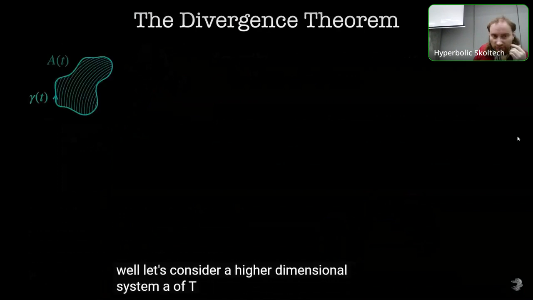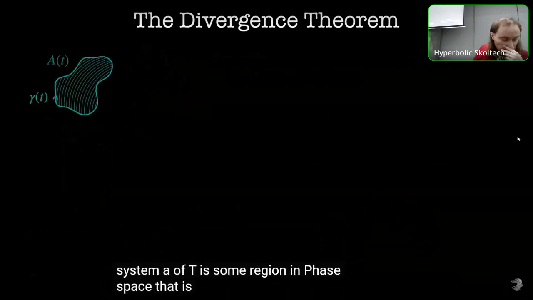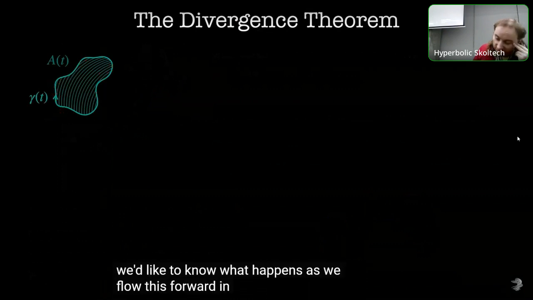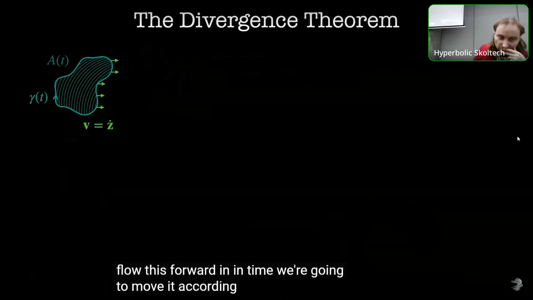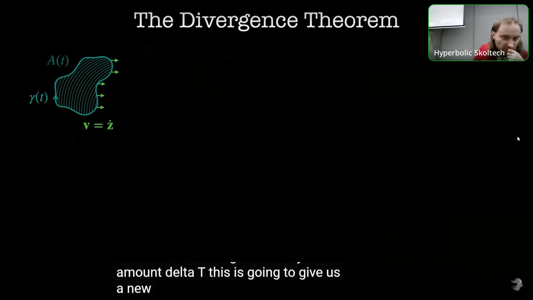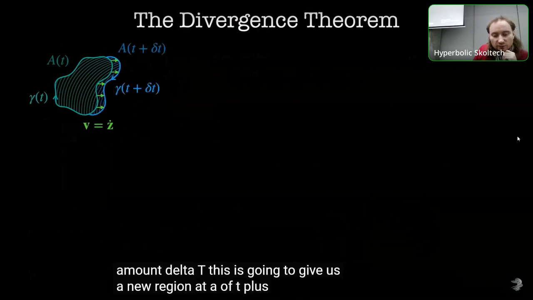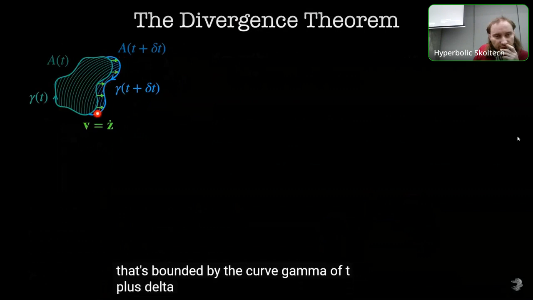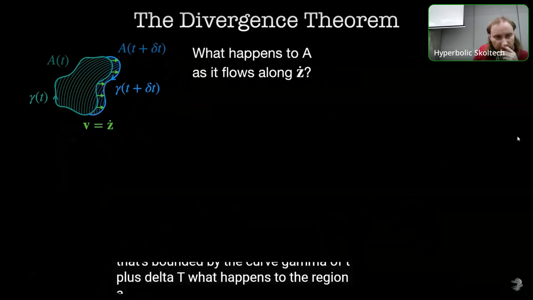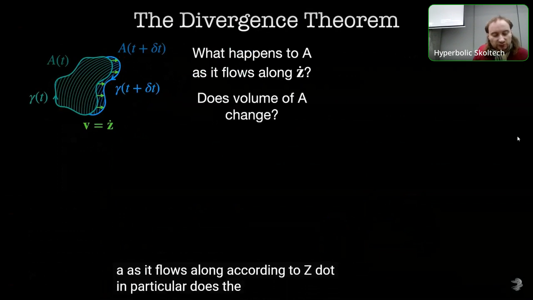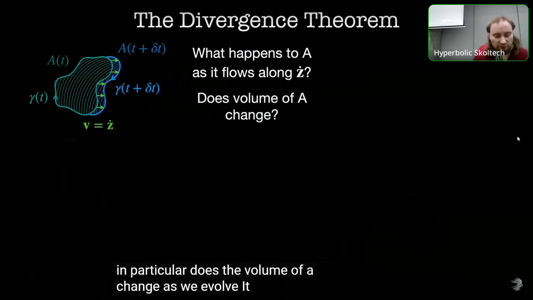A of t is some region in phase space that is bounded by the path gamma. We'd like to know what happens as we flow this forward in time. We're going to move it according to z dot by some amount delta t. This is going to give us a new region A of t plus delta t, bounded by the curve gamma of t plus delta t. What happens to the region A as it flows along according to z dot? In particular, does the volume of A change as we evolve it forward in time?